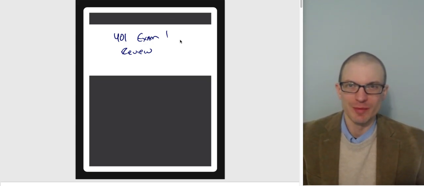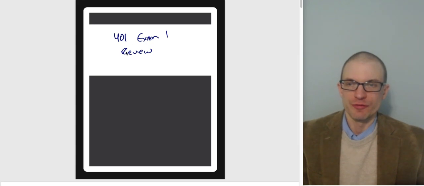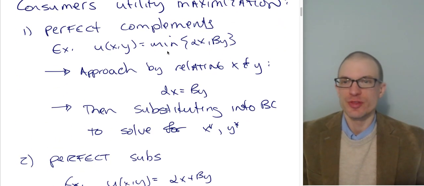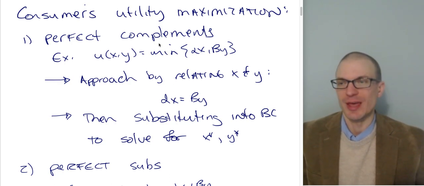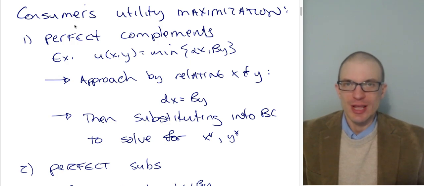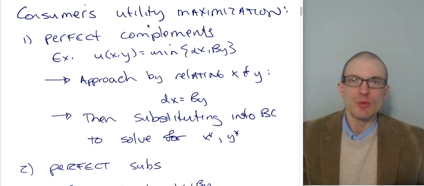So in this video, I'm going to do a review session for the first exam for Intermediate Micro. And this is going to be over consumer theory, which is the subject matter for exam 1. So I'm going to start off thinking about a variety of preference shapes of different utility functions and how we'd approach those types of utility maximization problems.